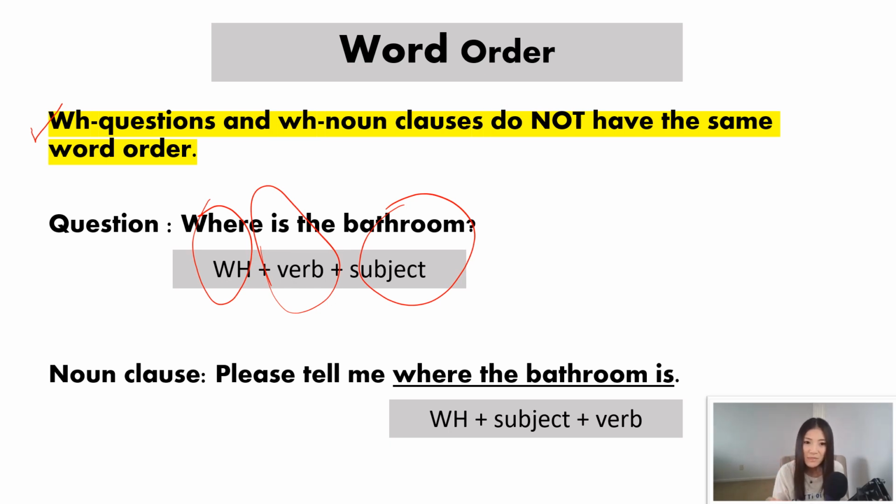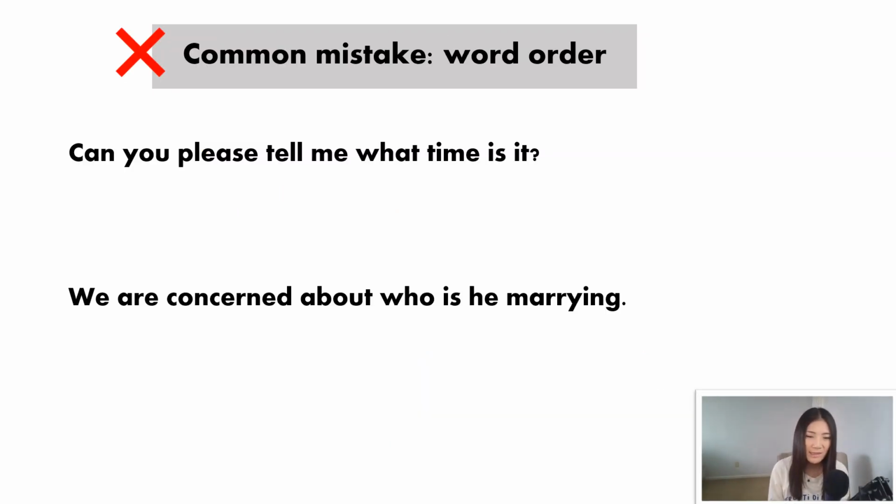So in the sentence, please tell me where the bathroom is, we're going to have a WH word first, and then comes the subject, which is the bathroom, and then lastly, we're going to have the verb. So often people would say things like, can you please tell me what time is it? Or we're concerned about who is he marrying? So the first sentence, can you please tell me what time is it? We're going to fix this by just switching the subject and verb. Can you please tell me what time it is.